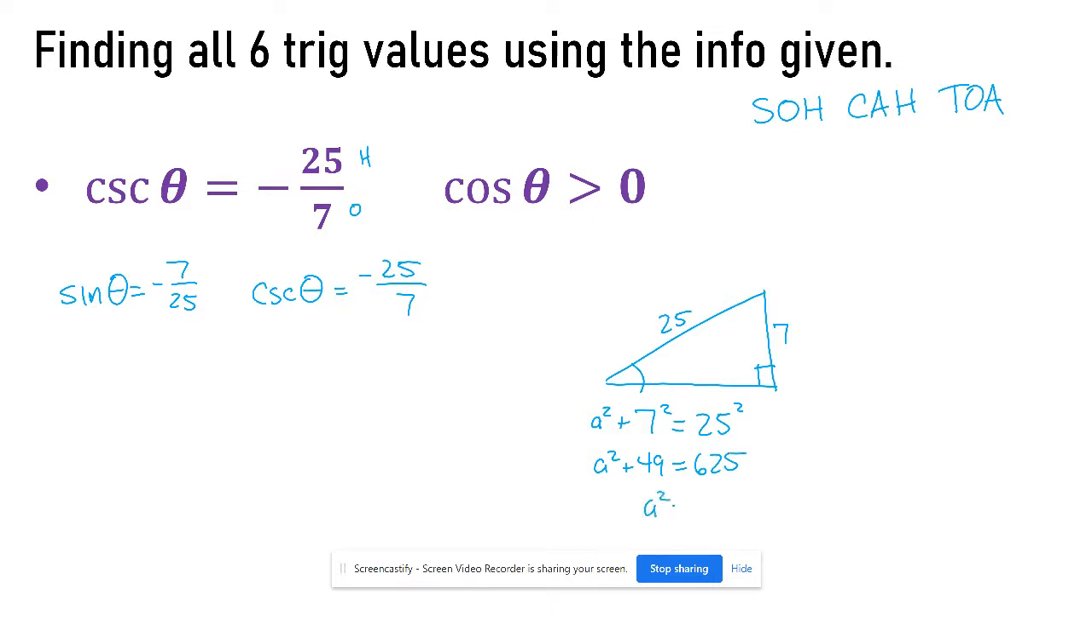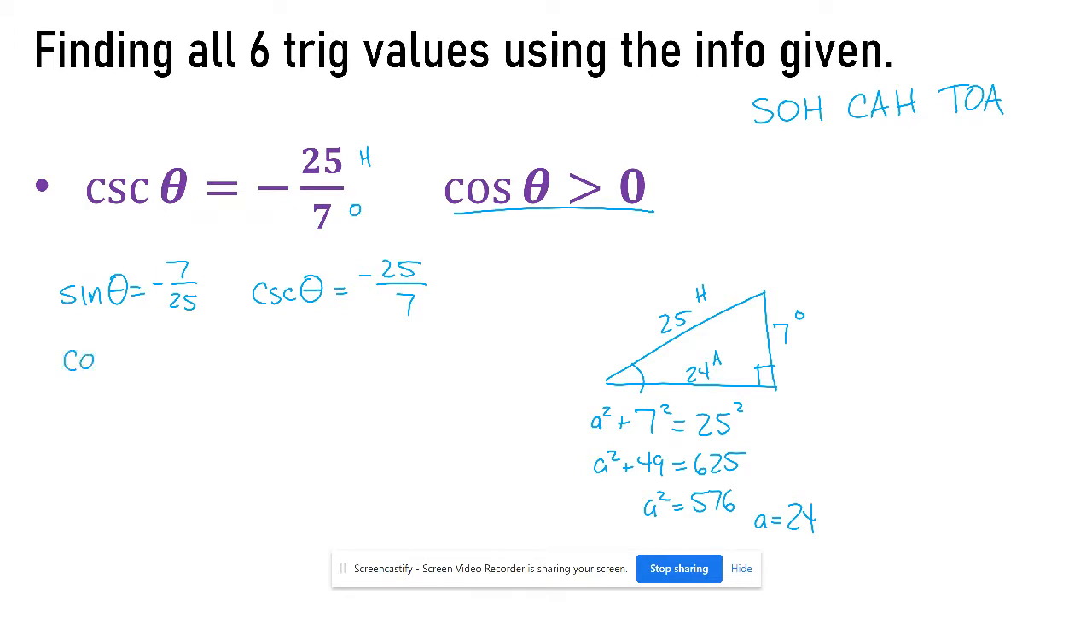A squared is equal to 576. And if you take the square root of that, you'll find that A is equal to 24. So my third side here is 24. So 7 is the opposite, 25 is the hypotenuse, and my adjacent side is 24. So now I have my 3 numbers. I have this other piece of information here. I know the cosine is positive. It is greater than 0.